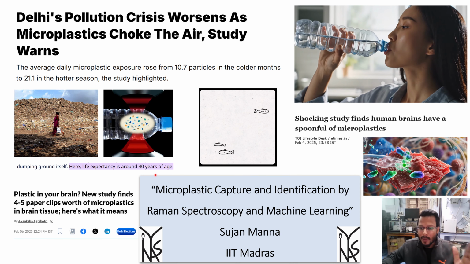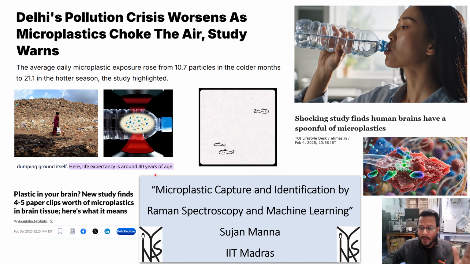Me, Sujan Manna from IIT Madras, I'm going to talk about microplastic capture and identification by Raman spectroscopy and machine learning, where I'm going to use an instrument so small as this one, so that I can carry the instrument to the place of occurrence and I don't need to bring the water sample to the lab.